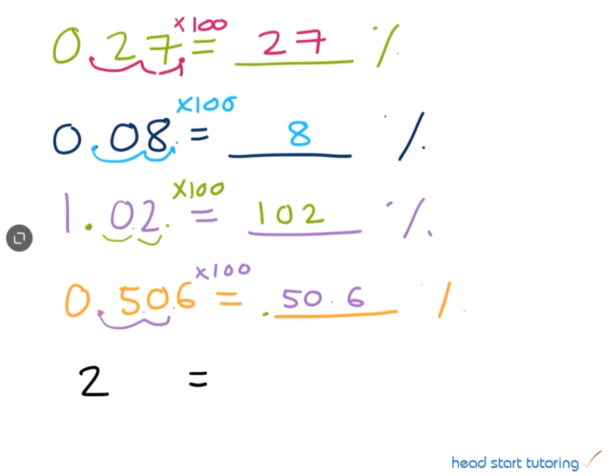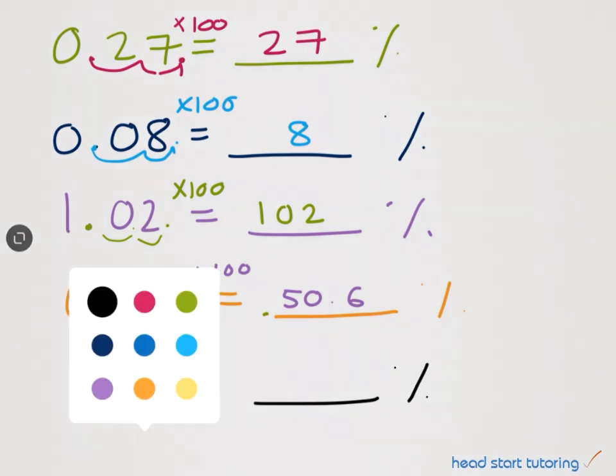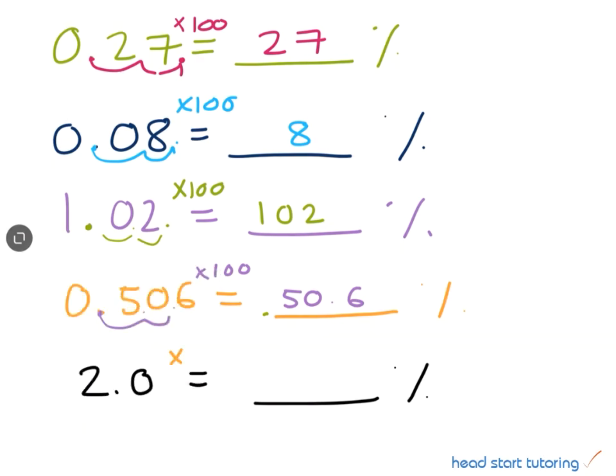What is 2 as a percentage? Let's remember that any whole number we can write as 2.0. So there's our decimal. We can write any whole number as a decimal. So 2.0, we need to again just multiply by 100. We can put another placeholder in. So we go from our decimal point 2 places to the right and we end up with 200%.